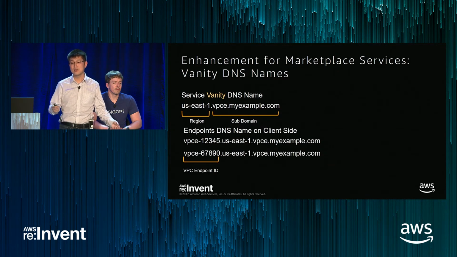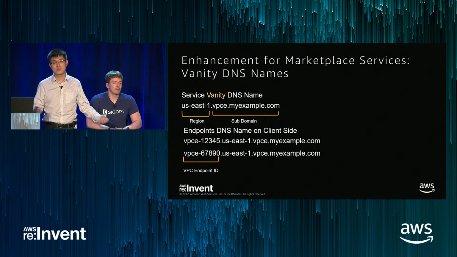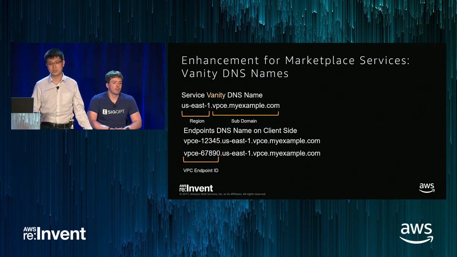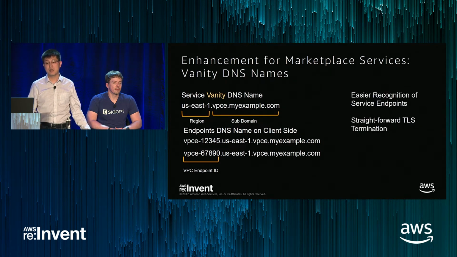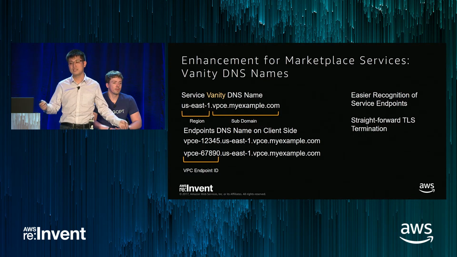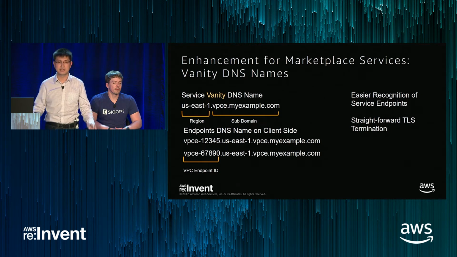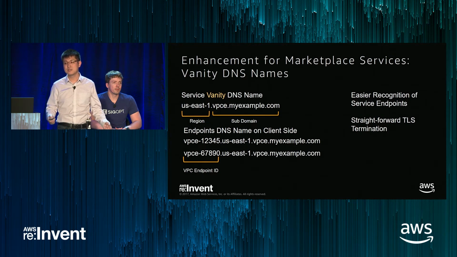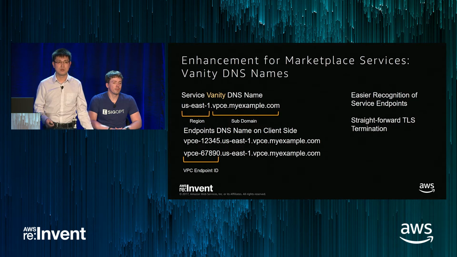And then the endpoints created by the client will still have the endpoint ID, but it will be followed by the DNS name of your choice. There are a couple of benefits with this. First of all, it's easier to recognize the service endpoints. You will easily see this endpoint is going to myexample.com. Secondly, this is straightforward for TLS termination.